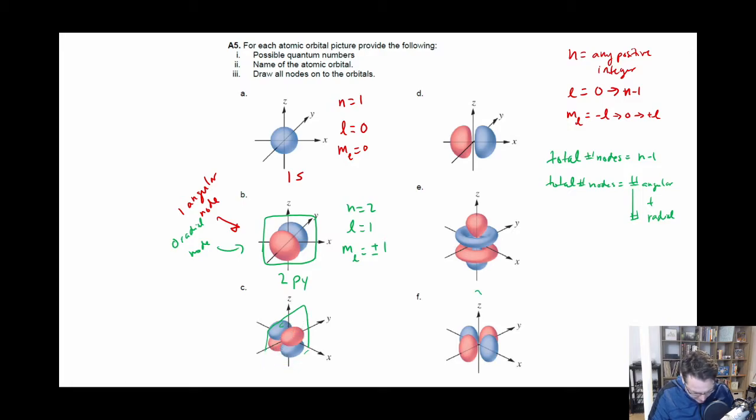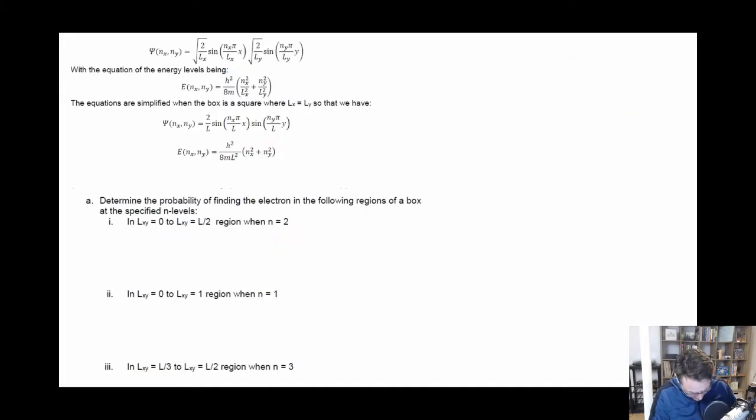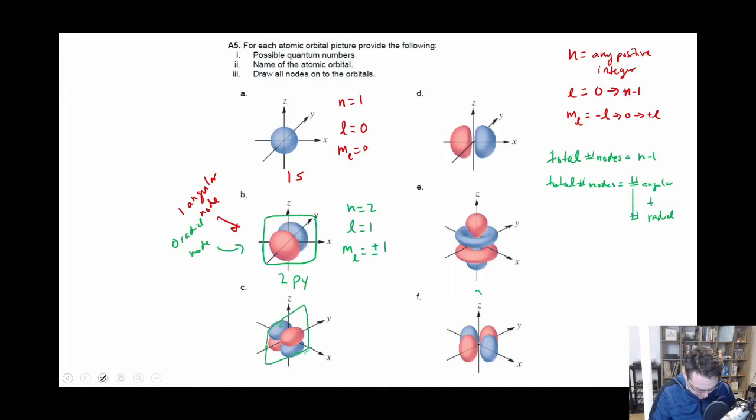Then the next thing that we can see is that we also have another plane that's bisecting. That's a node that includes the xy axis, right there. So you have 2 angular nodes in this case. If we have 2 angular nodes, that tells us that L is equal to 2. The next thing it tells us is that we're working with a d orbital, because d orbitals have L equal 2.